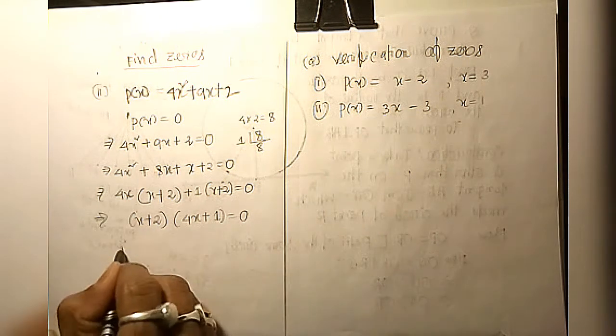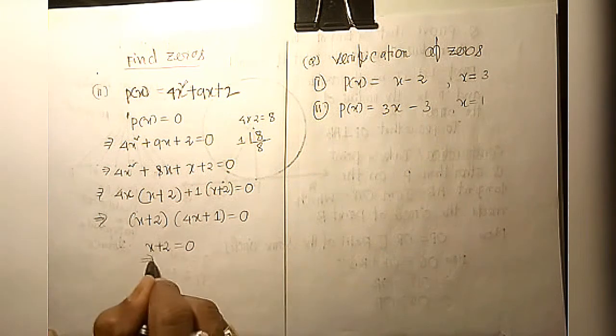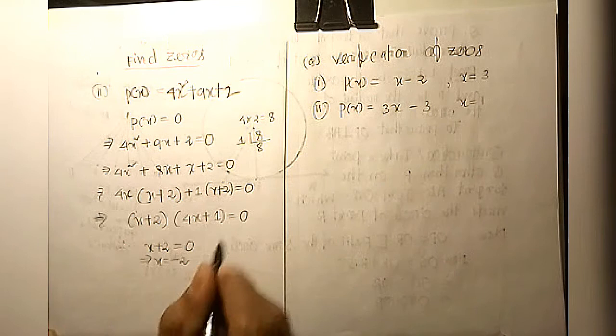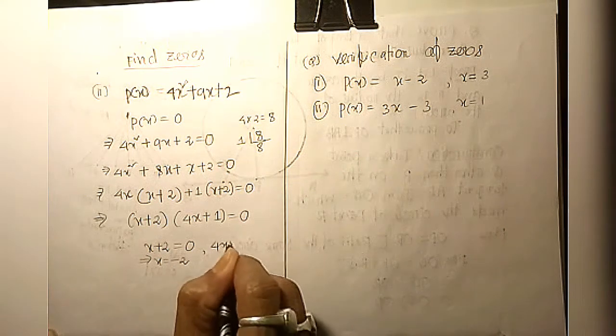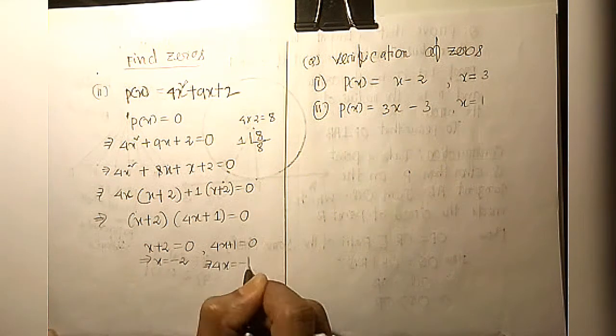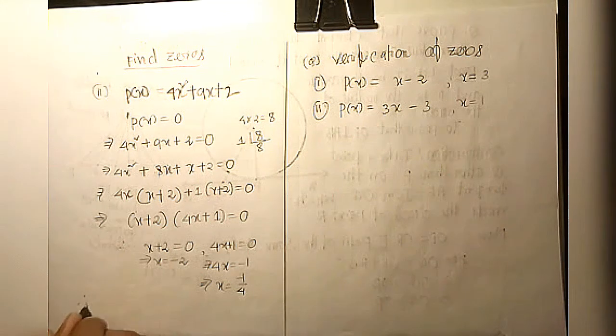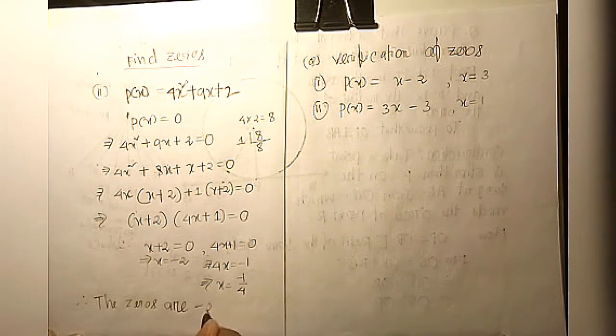So this polynomial has two factors, x plus 2 and 4x plus 1. Therefore x plus 2 equals 0 implies x equals minus 2. 4x plus 1 equals 0 implies 4x equals minus 1 implies x equals minus 1 by 4. So therefore the zeros are minus 2 and minus 1 by 4.